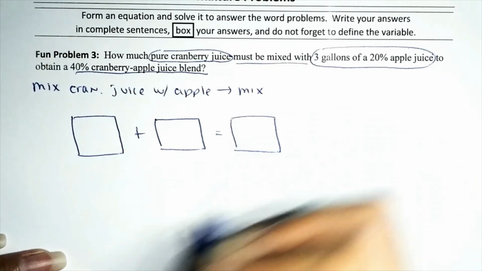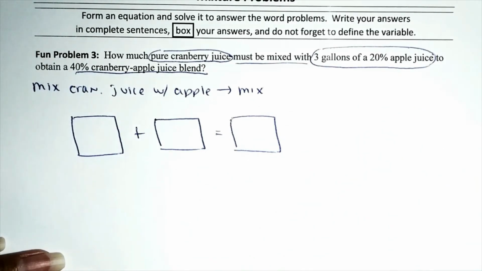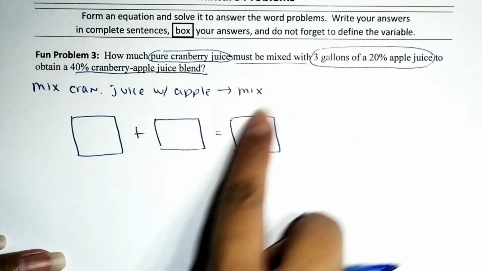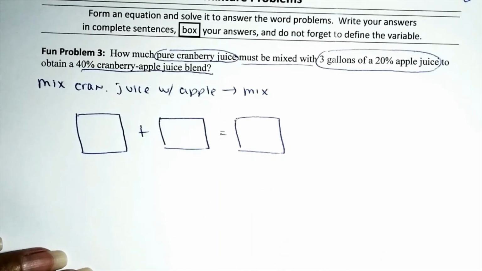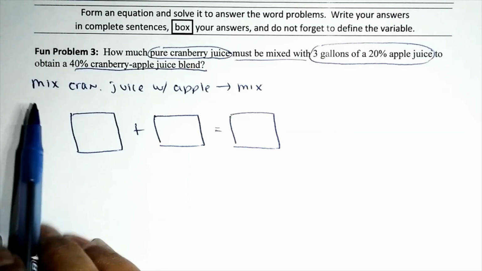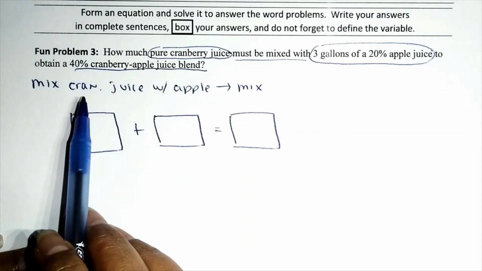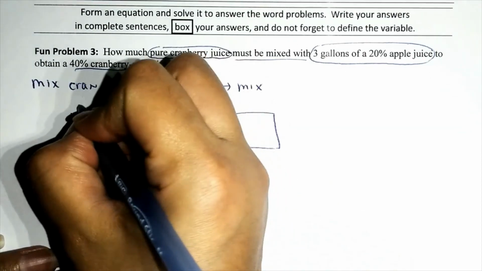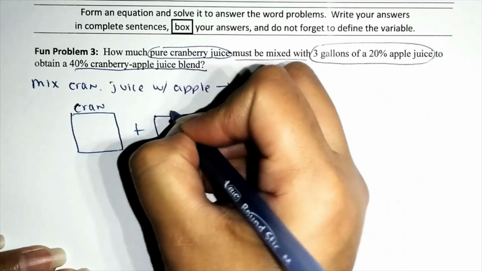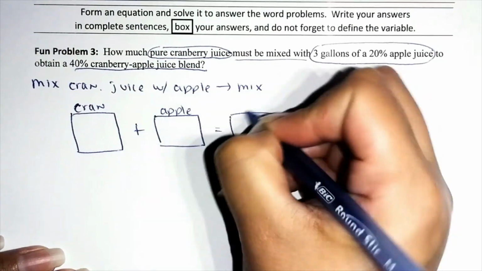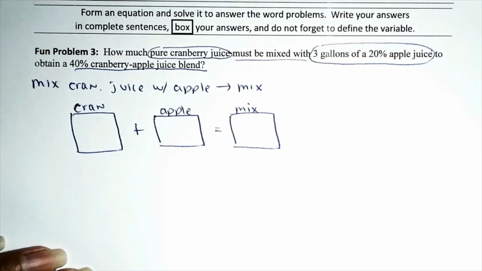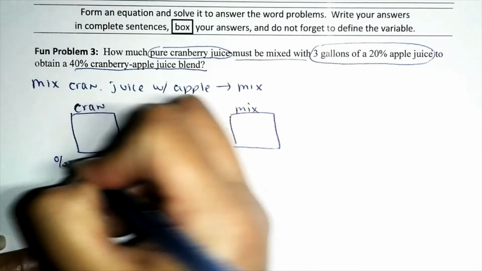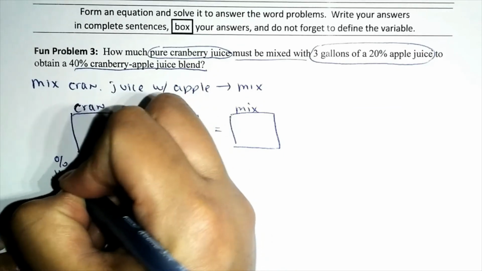Why do I like squares? Because they're easy for me to write, as simple as that. If you want to do like nice juice bottles, knock yourself out. Okay, so with a little love note, we already said that we're going to mix the cranberry juice with the apple juice. So I'm just going to say the first one is cranberry, the next one is apple, and then we have mix. Okay, we're talking about juices, so below each box I'm going to put the percent juice.